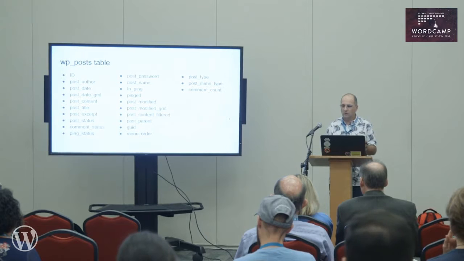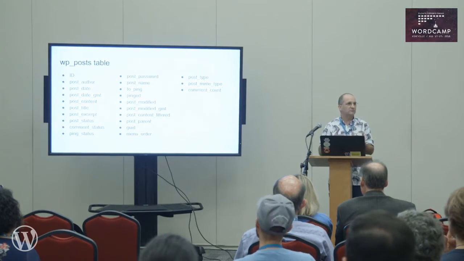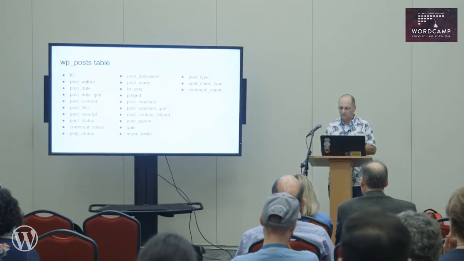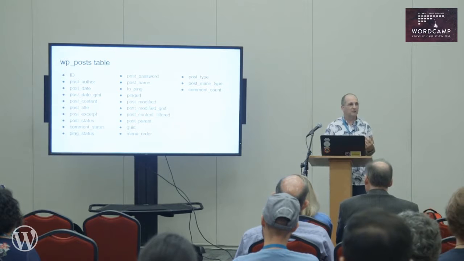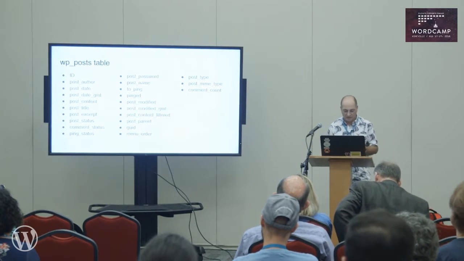Menu order: if this is a menu item, it would have the order. The post type: is it a post, a page, an attachment, a revision, or some custom post type? Same with MIME type: if it's an attachment, it'll have the MIME type. Otherwise, that MIME type field will be empty. And the comment count: how many comments?